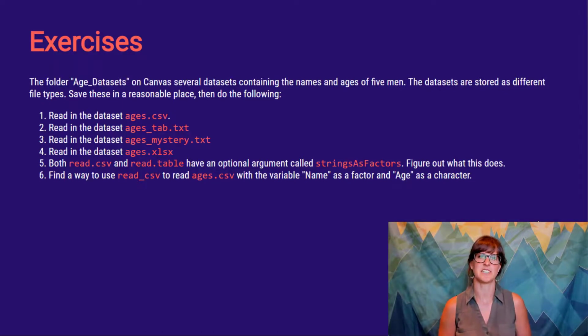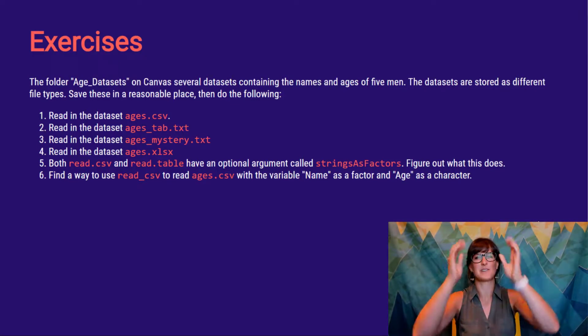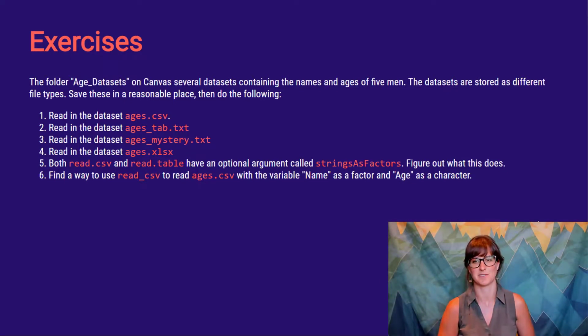And then once you finish that, I want you to snoop out this optional argument stringsAsFactors. This is partially because it's kind of a funny joke in the R community, this argument, but it's also one that can get you into trouble if you use it wrong. So play around with that optional argument, change it up, see what changes with your data set.